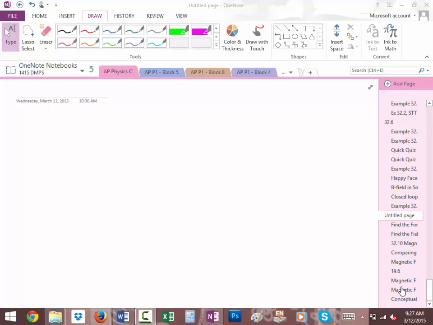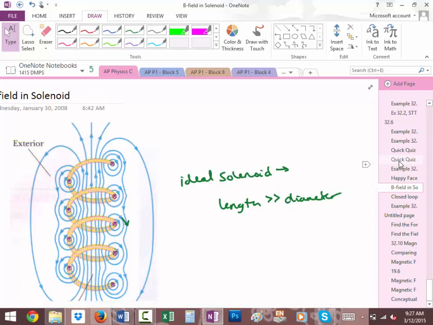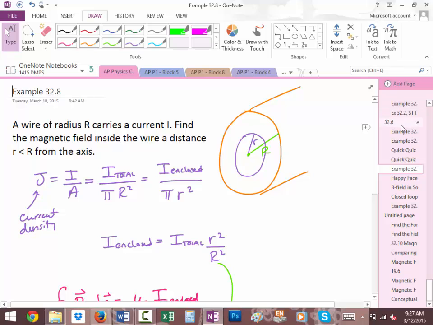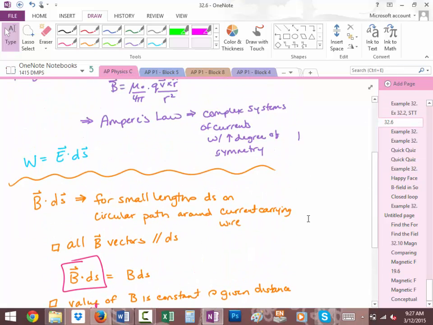We were doing some fantastic integration stuff, right? We were doing Ampere's law and all of those good things. We talked about, I want to go back here. Maybe it was up here. I don't remember. There it is.